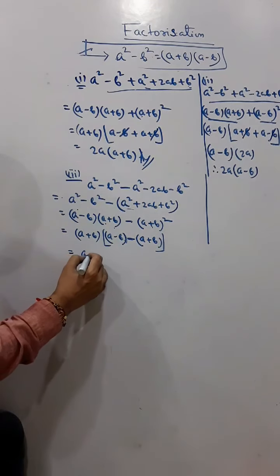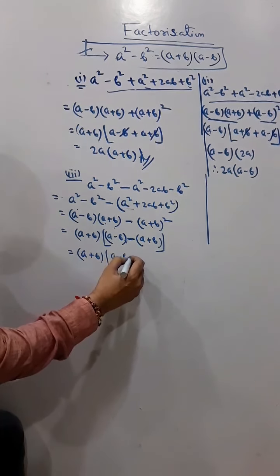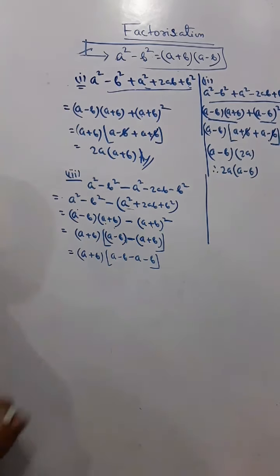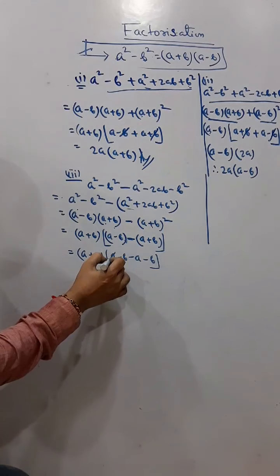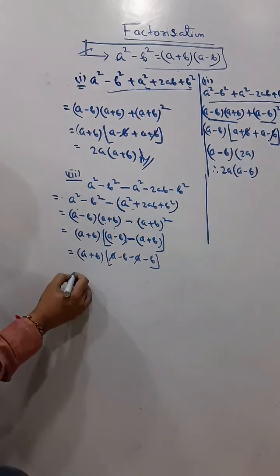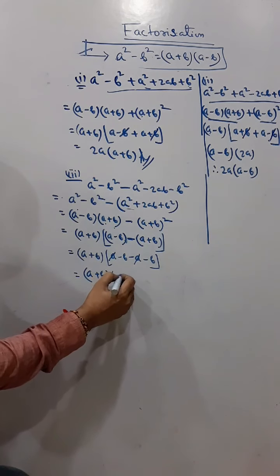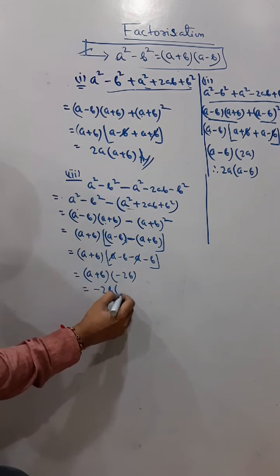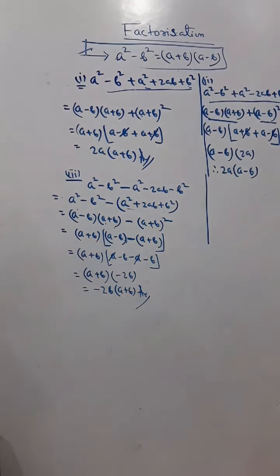So what I get, a plus b, I get a minus b minus a minus b, right? A minus b minus a minus b, and then a and a getting cancelled, I get a plus b and I get minus 2b, and finally I can write it as minus 2b, a plus b, and that is the answer.